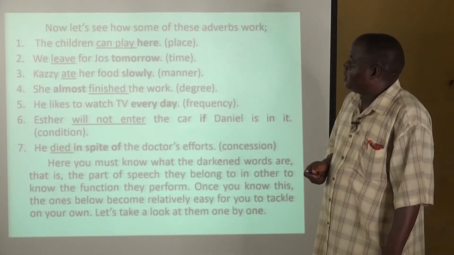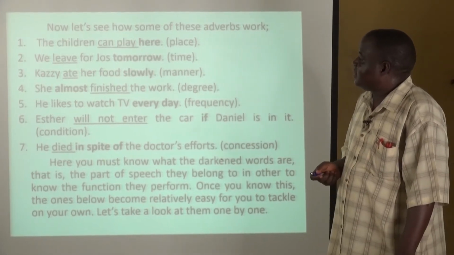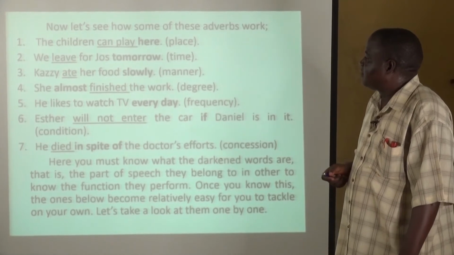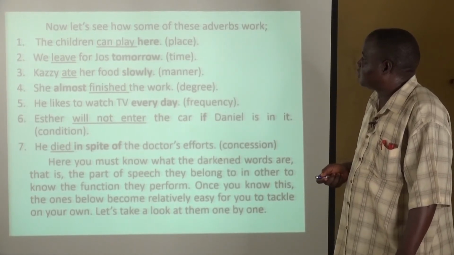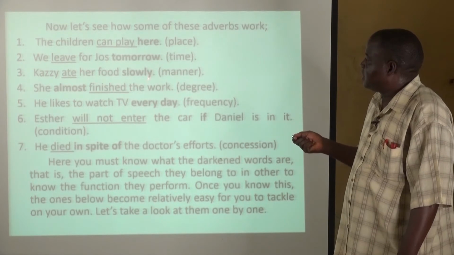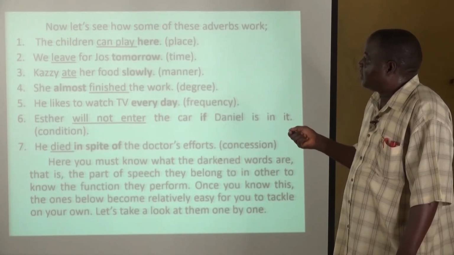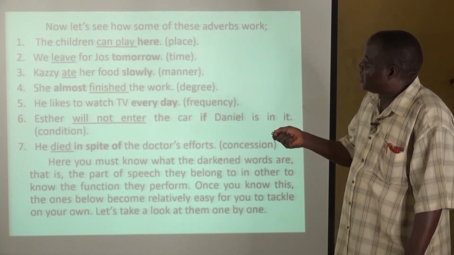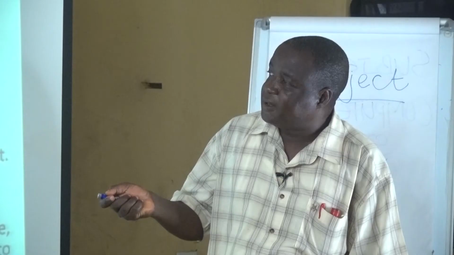Number three, Kazi ate her food slowly. Slowly is an adverb here, and the adverb is of manner. Adverb of manner. Slowly modifies the verb ate. You can see it there.